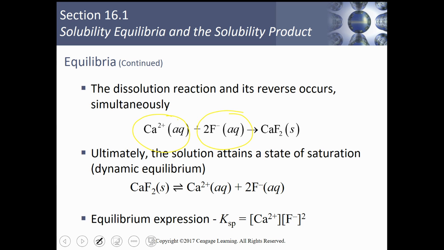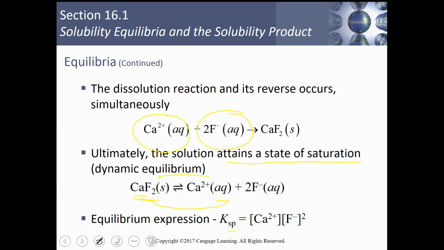So those two forward and reverse reactions are going to be in equilibrium with each other at a certain temperature for a certain solid. When it attains a state of saturation, that's called dynamic equilibrium, that's when you've dissolved basically, or you've reached an equilibrium where the forward rate is equal to that reverse rate.